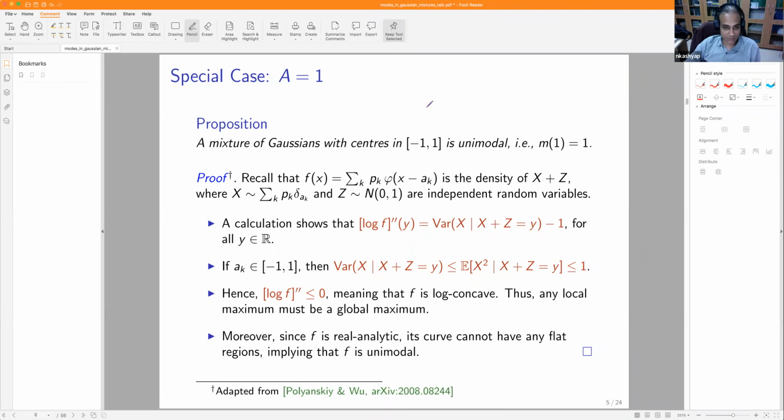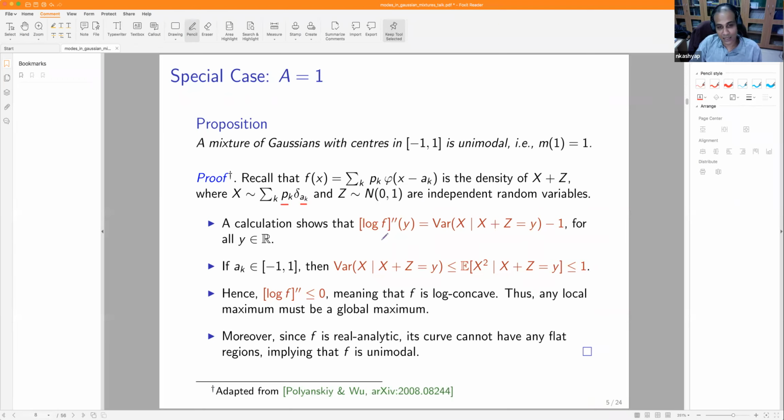So let me just quickly go over it. I've adapted this proof from an observation that was made in this paper of Polyansky and Wu. Again, this paper I will come back to a bit later as well. So if I start with a density like this, a mixture of Gaussians, recall that this is the density of x plus z, where x is distributed like this, with a discrete support. It has point masses at the a_k between -a and a, with masses at those points being p_k, and z is an independent standard normal random variable. So I'm adding those, x plus z.